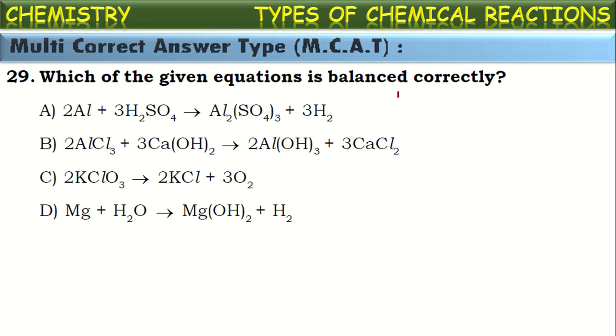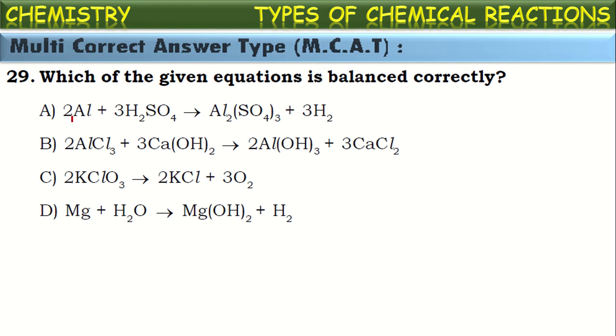We can check whether it is a balanced equation or not simply by counting the number of atoms of all the elements on both sides. Even if the atoms of one element are not equal, then we can say the entire equation is an unbalanced equation. If all the atoms of all the elements are equal, then only we can say it is a balanced chemical equation. See one by one here.